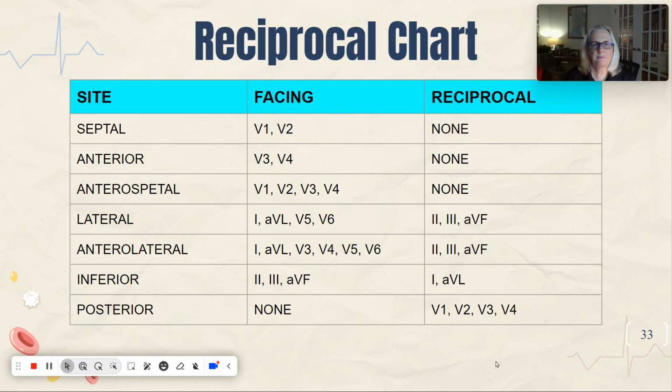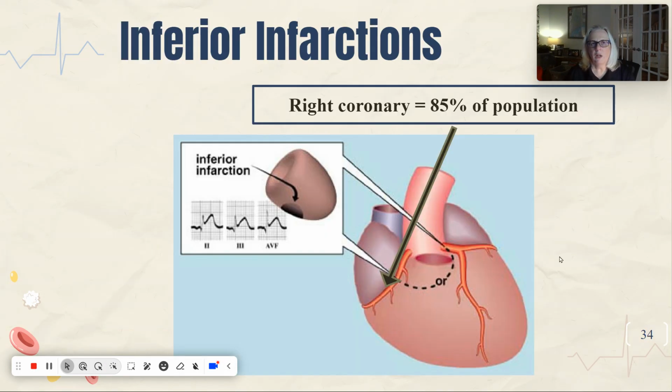I'm going to move the slide. Okay, so if we have an inferior infarction, so I have a heart attack happening in the inferior region, that's 2, 3 in AVF, right? 2, 3 in AVF. This is 85% of the population that has a heart attack has it in their right coronary artery, that inferior region over here. So it happens down here. Apex's point is that way, and it's happening this way. Okay, so inferior infarction, we see it in 2, 3 in AVF. That's 85% of the population.